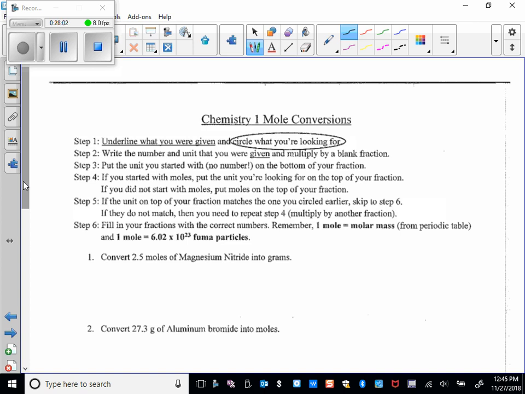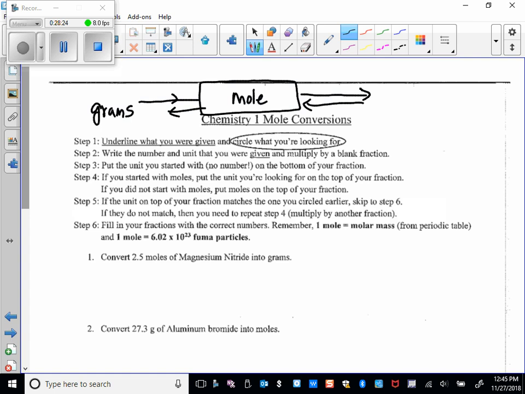Now what is the monkey in the middle? The monkey in the middle is always the mole. On one side, you can convert it to grams. On the other side, you can convert it into formula units. Formula units is the smallest particle, like atoms for an element. Are you with me? All right?